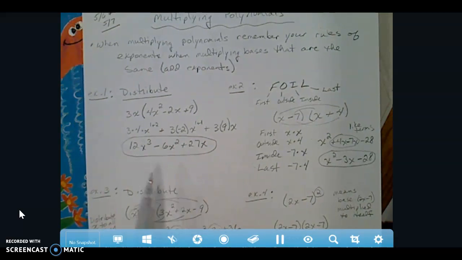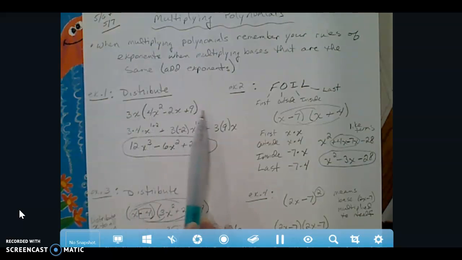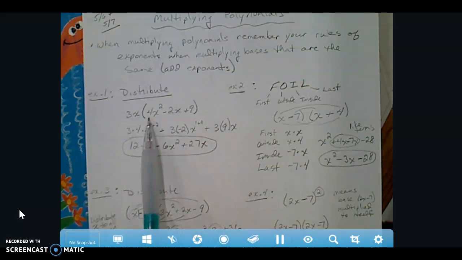So one example would be if you had a polynomial here, which is just one term, so a monomial, times this polynomial. I'm going to distribute this 3x on the outside to every term that's on the inside. So I kind of wrote it for you separate so you could see. So I'm multiplying the coefficients, 3 times 4, and then x times x squared. Well, when I multiply bases that are the same, remember from last week, that means I add their exponents.